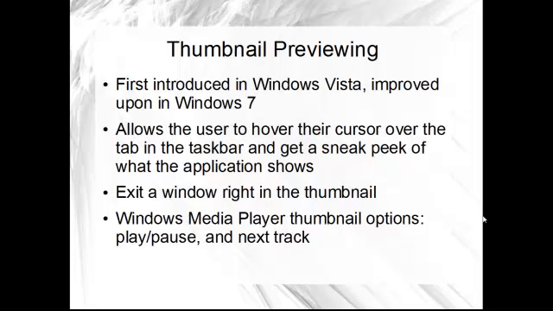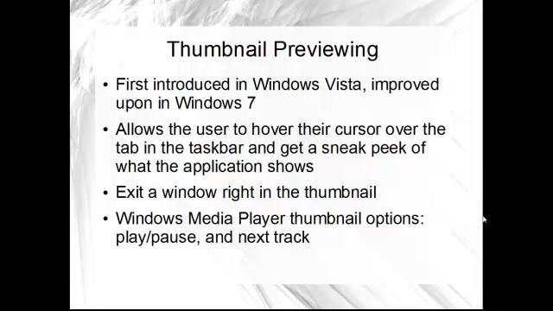Alright, thumbnail previewing was actually first introduced in Windows Vista, but in Windows 7 there were improvements made upon it. It allows the user to hover their cursor over the tab in the taskbar and get a sneak peek, also known as a thumbnail, of what the application shows. And it's a live view, meaning if you're watching a video, the video plays in the thumbnail.